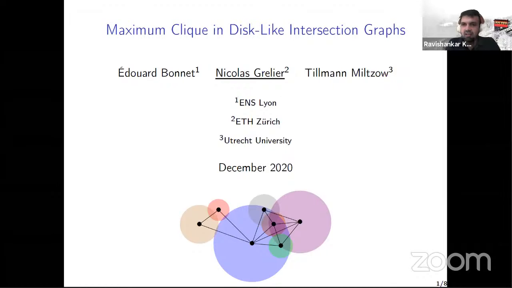Okay, so maybe we'll start the second talk. The title of the talk is Maximum Clique in Disk-like Intersection Graphs. It's by Edouard Bonnet, Nicolas Grelier, and Tillmann Miltzow. And Nicolas will be giving the talk. So I'll mute myself and hand it over to Nicolas.